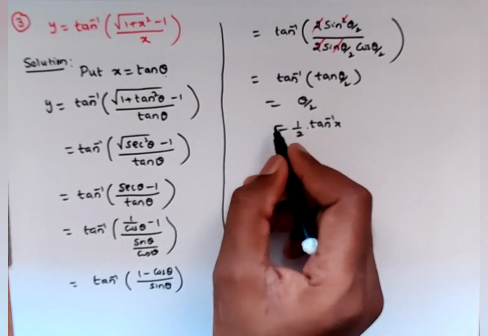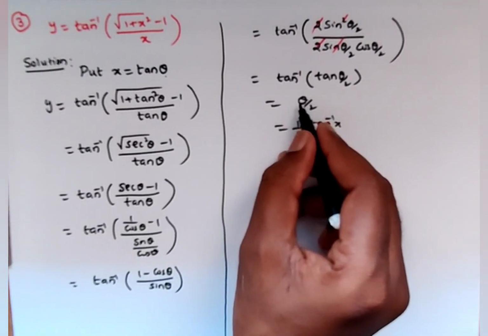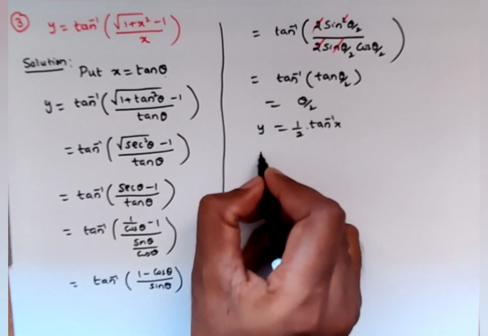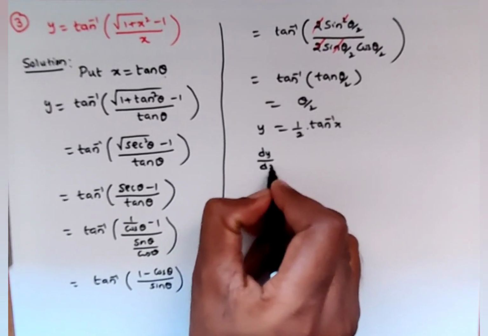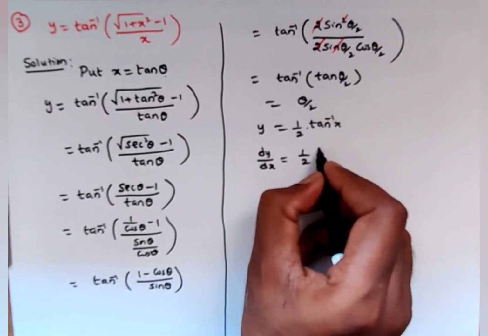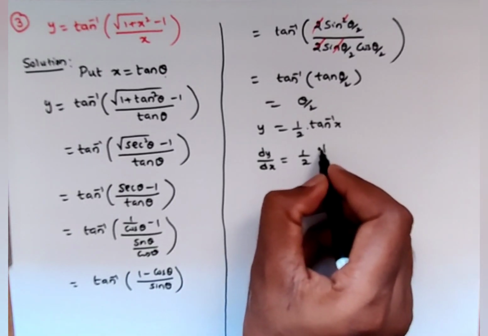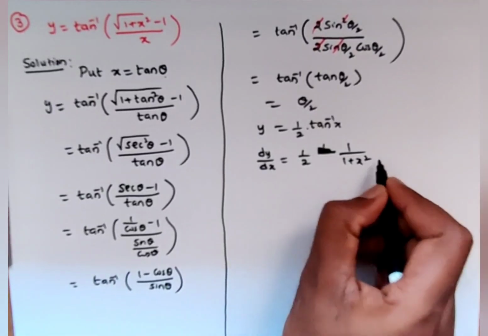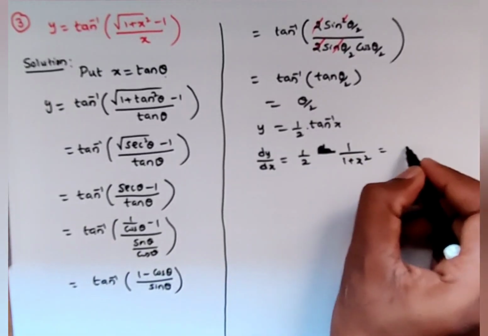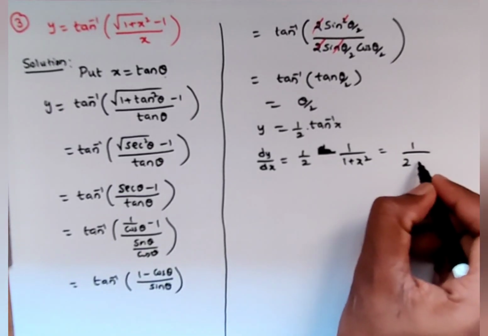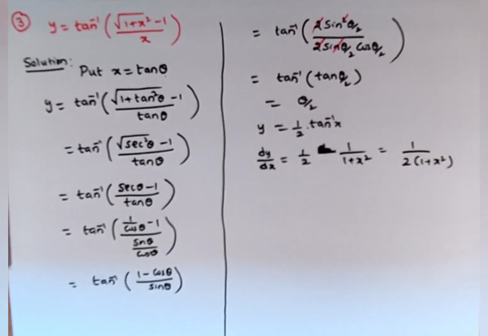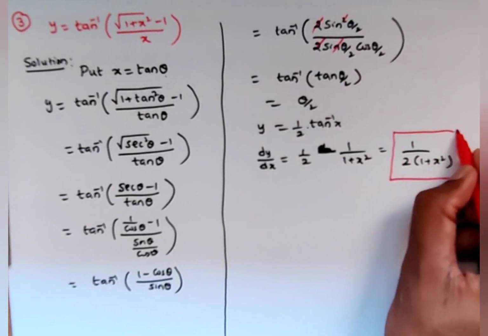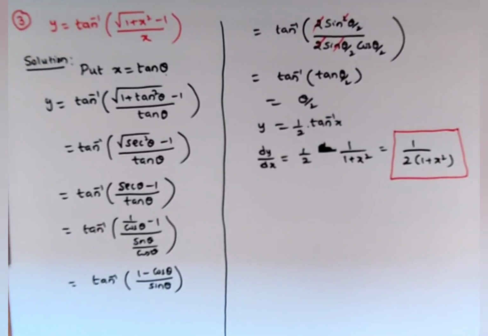Don't differentiate directly, since with respect to the expression of theta it is unknown. So we need to replace this theta in terms of x. Now differentiate: dy by dx equals 1 by 2 into d by dx of tan inverse of x, and the derivative of tan inverse x is 1 divided by 1 plus x square. That means 1 divided by 2 into 1 plus x square. So finally the derivative of this function is 1 by 2 into 1 plus x square.